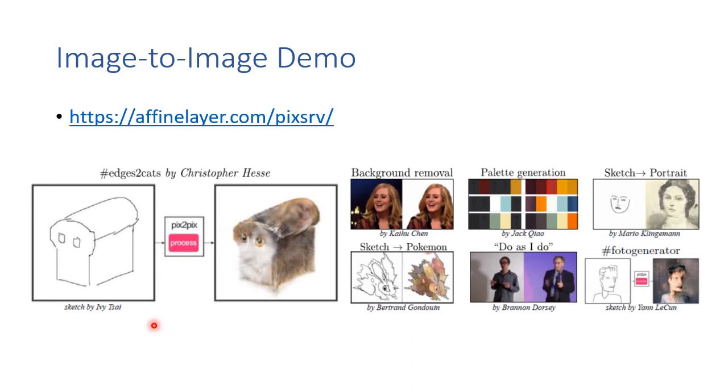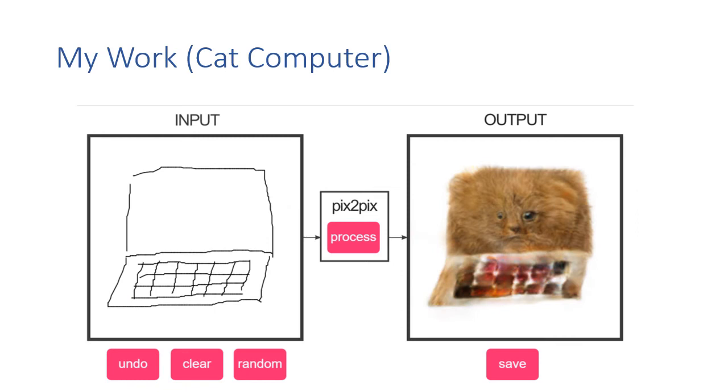Here are some interesting results made by other people. One model will translate any input into a cat. So Ivy Tai drew a toast and there's a cat toast. Another model can do background removal or sketch to Pokemon. Also, Yana tried this demo by himself and drew a photo. So this is the profile, maybe of himself. You can also try the sketch to portrait model. This is my work. I drew a computer and then translated it into a cat. So this is a cat computer. Go try it by yourself. It's very interesting.